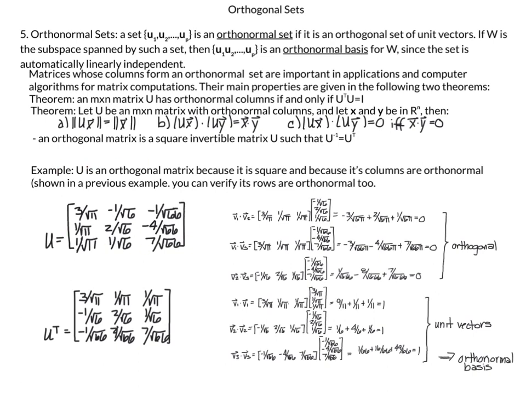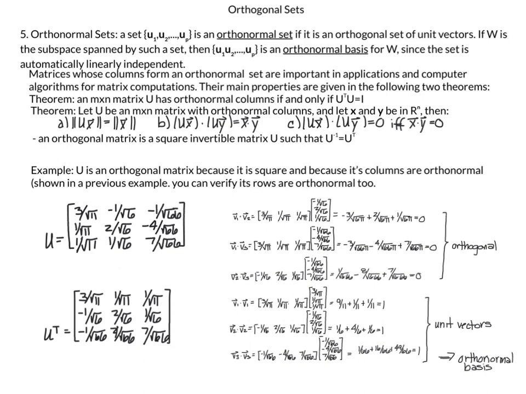In this example, U is equal to the 3 by 3 matrix with the first column vector equal to 3 over square root of 11, 1 over square root of 11, 1 over square root of 11. The second column vector is minus 1 over square root of 6, 2 over square root of 6, 1 over square root of 6, and the third column vector is negative 1 over square root of 66, negative 4 over square root of 66, and 7 over square root of 66.